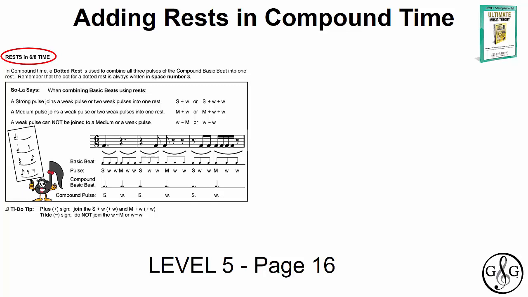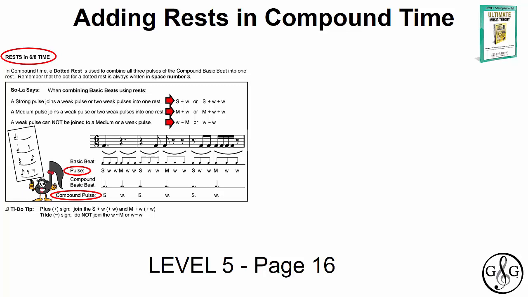Now, a strong plus weak or strong plus weak may be combined into one rest, right? A medium plus weak or a medium plus weak may be combined into one rest. Now here's the cool part. A weak pulse cannot be joined to a medium or a weak pulse because of course he's just a little weakling, and we use the tilde sign, that little squiggle, which means to not join, to indicate that 2 separate rests are to be used.